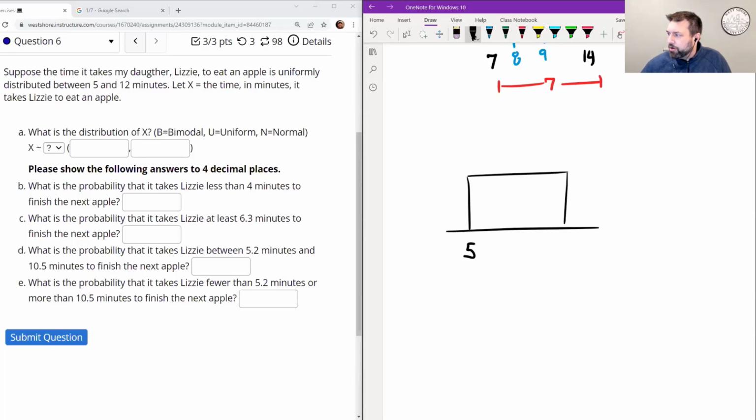So I'm going to put a 5 here. I'm going to put a 12 here. Once again, just from those two numbers, I know my base is 7, right? 12 minus 5 is 7. And I know that my height is 1/7.